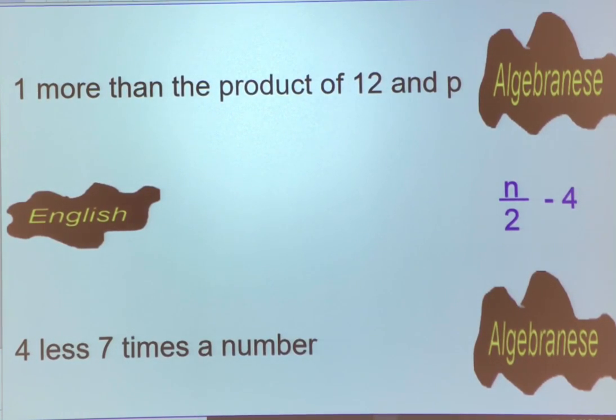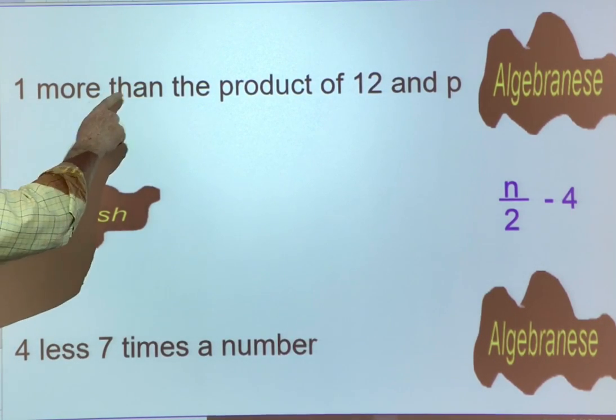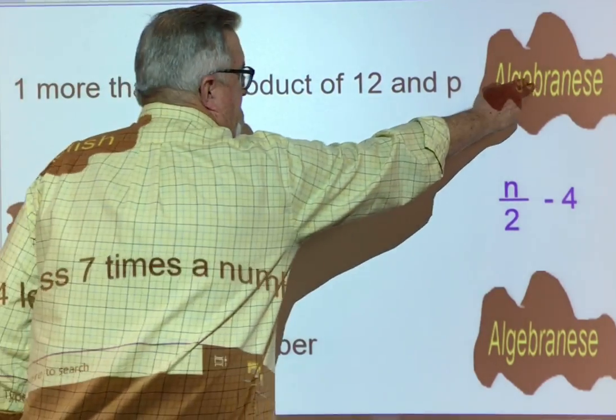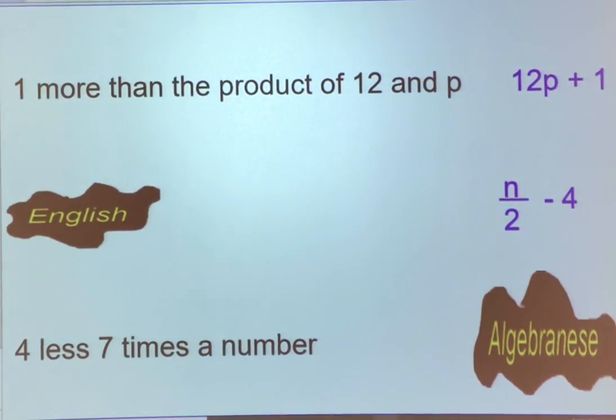The top one there says 1 more than the product of 12 and p. Okay? We remember that 1 more than means that there's something here and we're adding 1 to it. Well, what is that something in front of it that we're adding to? The product of 12 and p. Well, how do we write 12 times p? We just bump them together, the coefficient first and then the variable. So 12p plus 1 would be our Algebraese phrase.